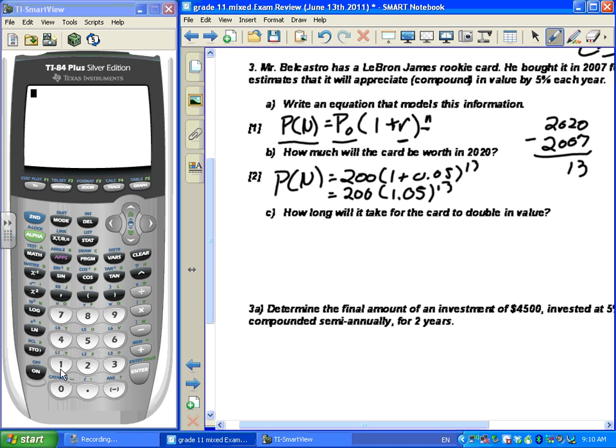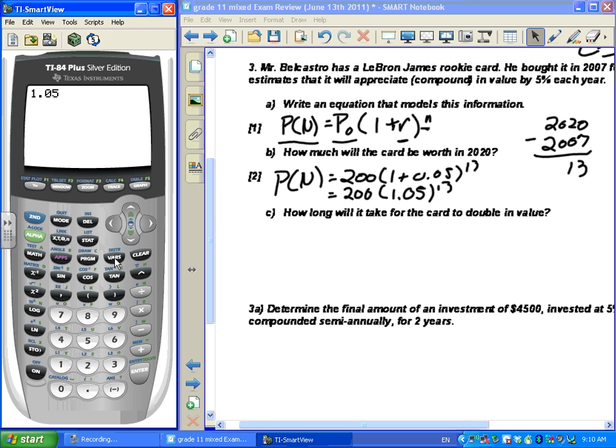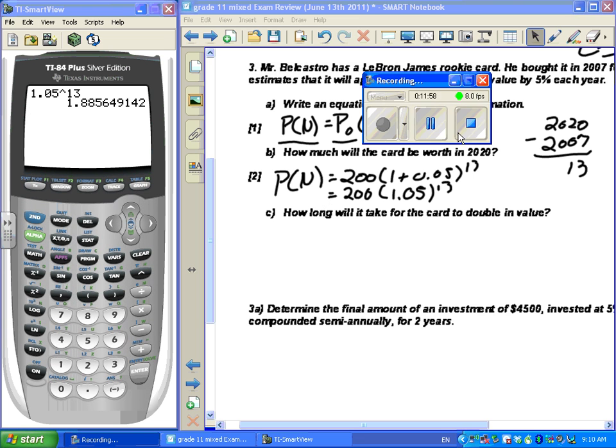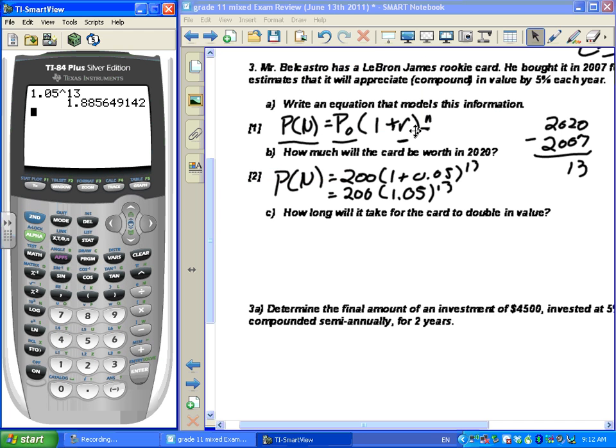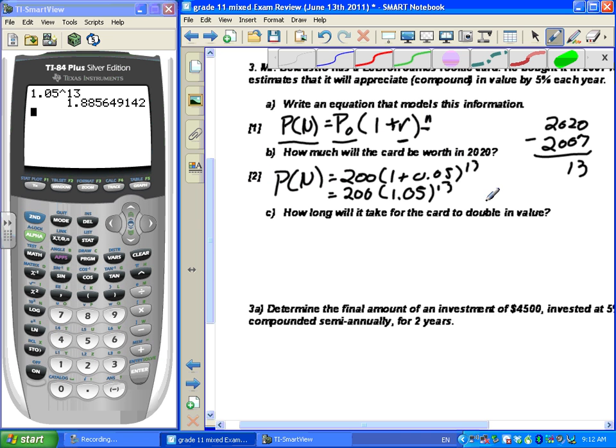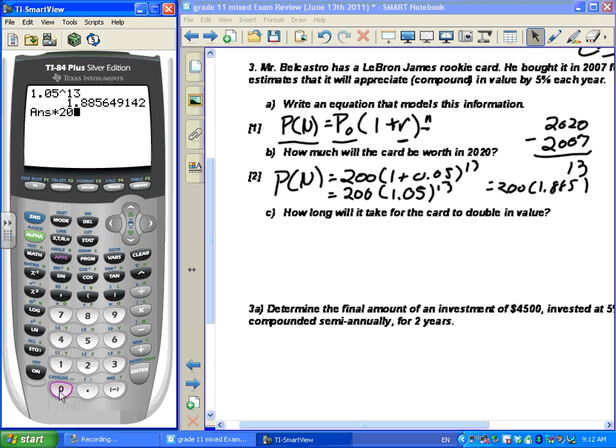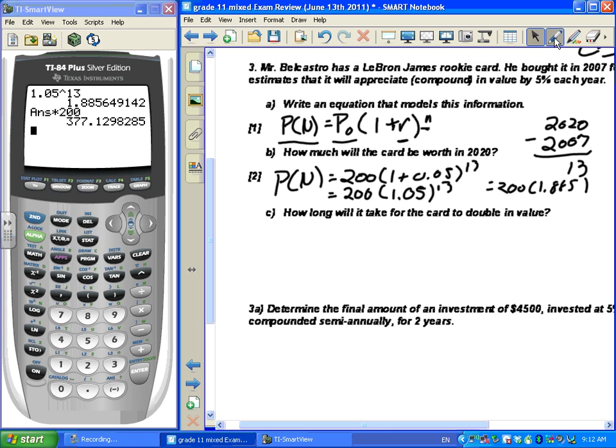So 1.05 to the power of 13. Okay, we did 1.05 to the power of 13. 200 times that number. This card will be worth $377.13.